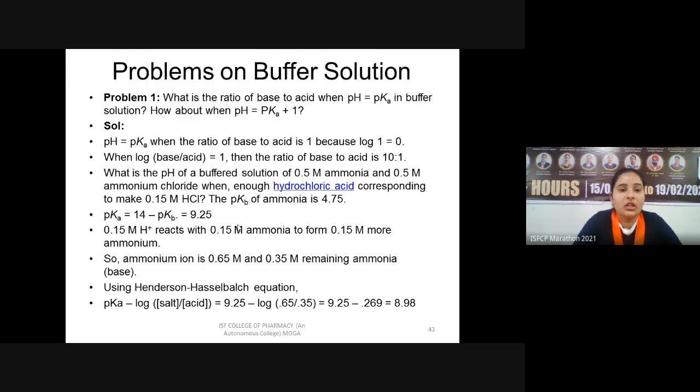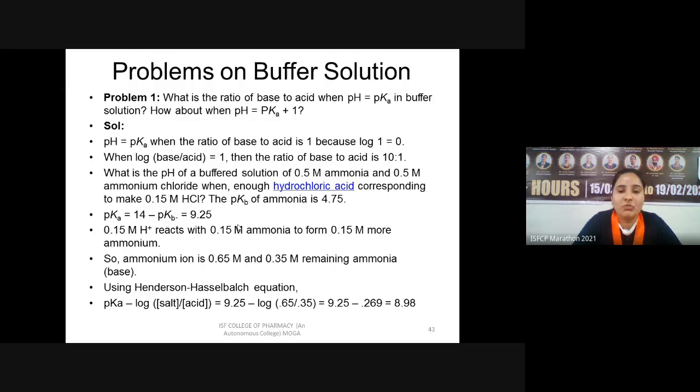What is the pH of the buffered solution of 0.5 molar ammonia and 0.5 molar ammonium chloride when enough hydrochloric acid is added to make 0.1 molar HCl? The Kb value is given. From the pKb value, we can calculate the pKa value, that is pKa plus pKb is equal to 14. So we know the value of pKb.